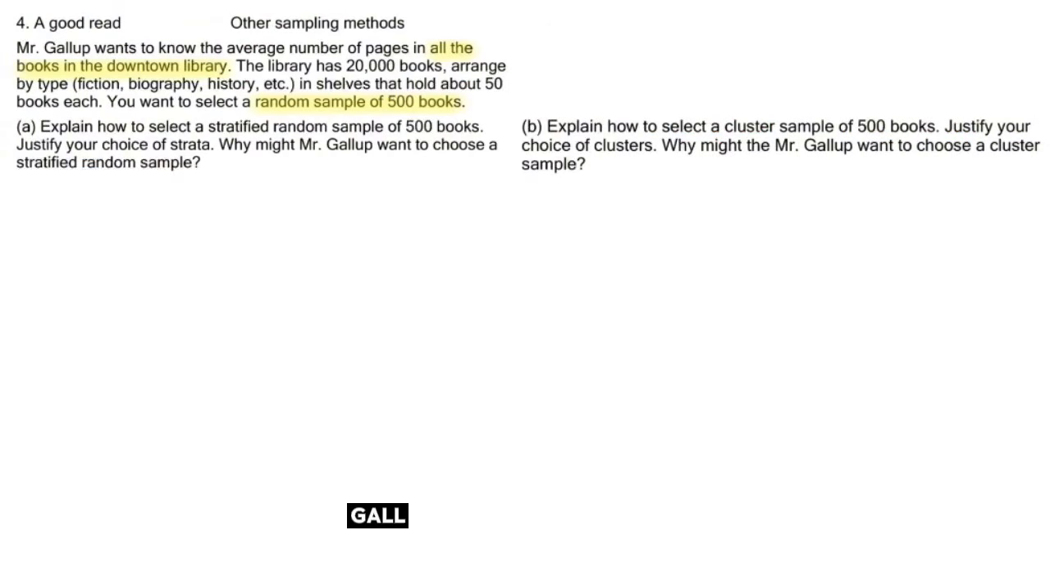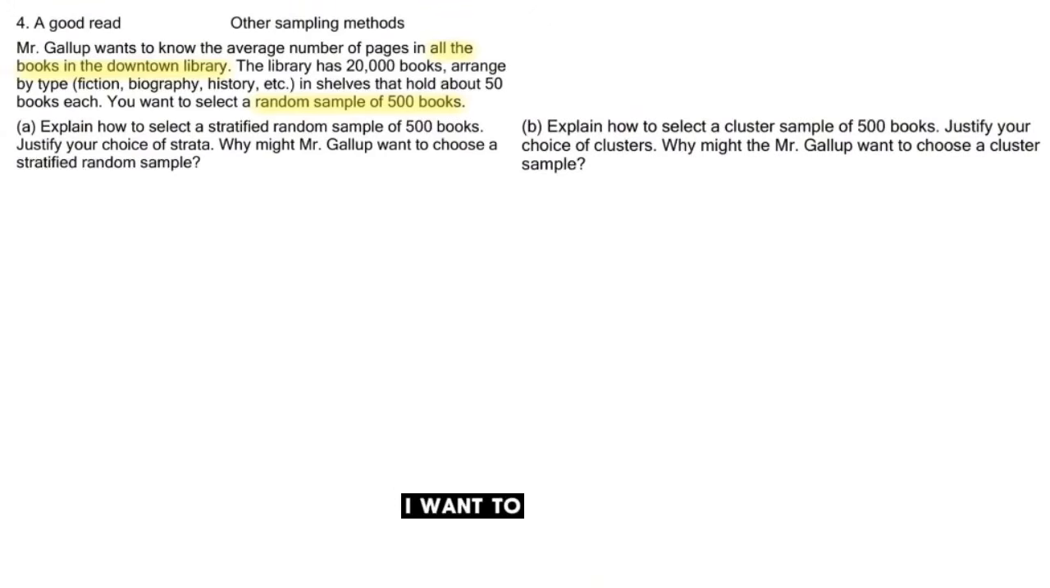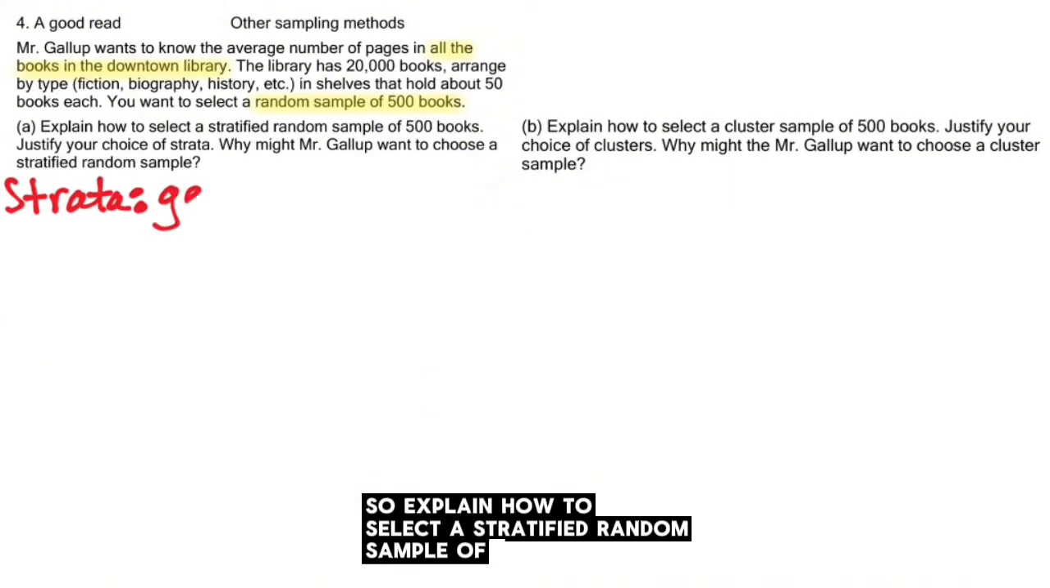All right, Mr. Gallup wants to know the average number of pages in all the books in the downtown library. The library has 20,000 books. They are arranged by type, fiction, biography, history, etc., in shelves that hold about 50 books each. So we have 20,000 books, and we have shelves that hold 50 books each. You want to select a random sample of 500 books. So, explain how to select a stratified random sample of 500 books.